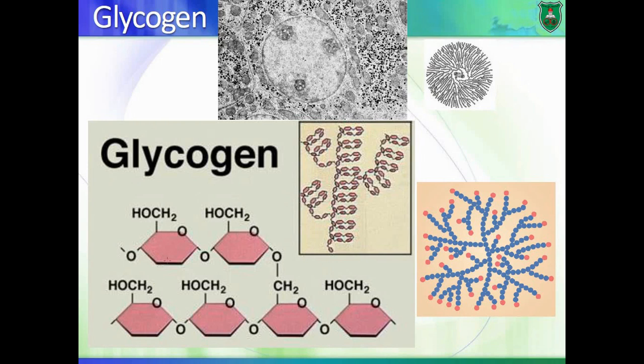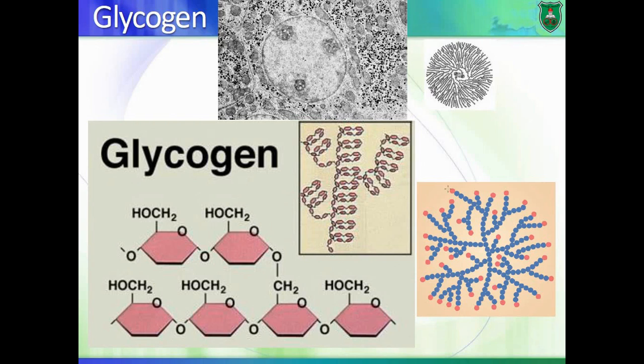Notice that for the main chain and for the branching as well, if we consider this residue the last one in the branch, and this one the last one in the main chain, the free carbon in this residue is going to be carbon number 4, because carbon number 1 is taken for the bond with the previous residue. Same thing in the main chain. So all the ends of glycogen actually end with carbon number 4.